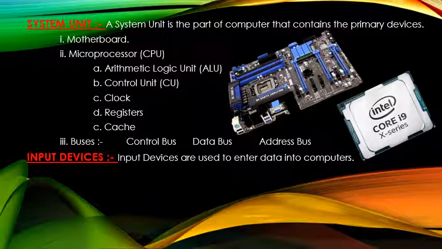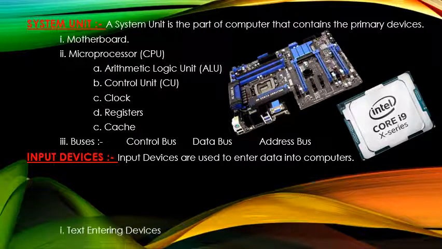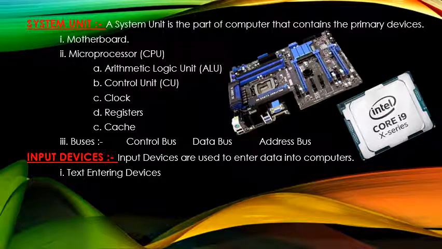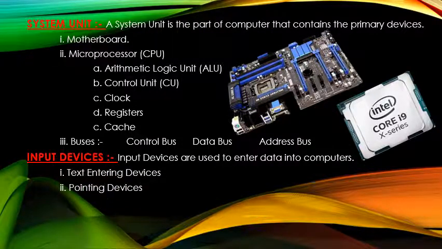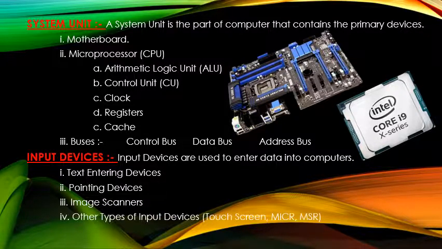Number second is input devices. Input devices are used to enter data into computers. This includes text-entering devices, pointing devices, and image scanners. Other types of input devices include touch screen, MICR and MSR. But the main commonly used input devices are the keyboard and mouse.